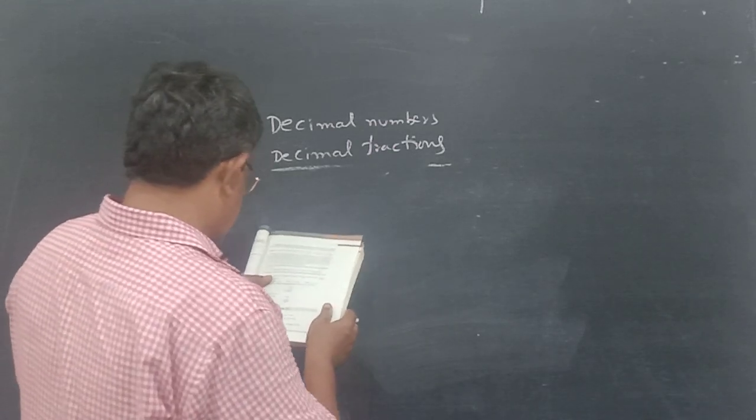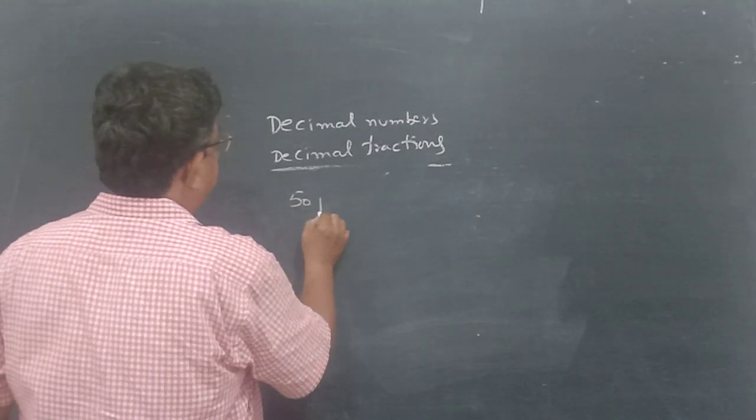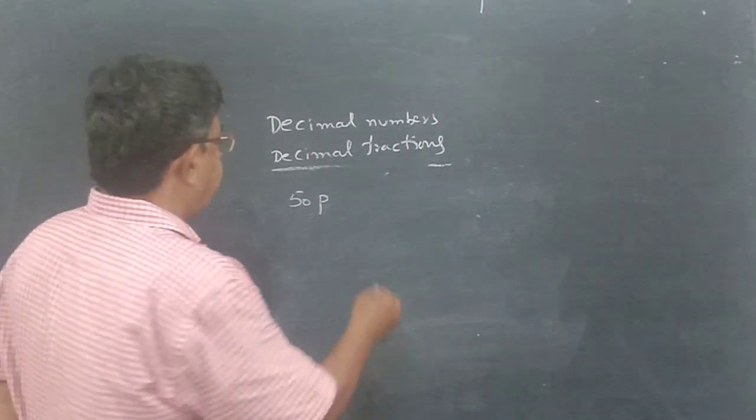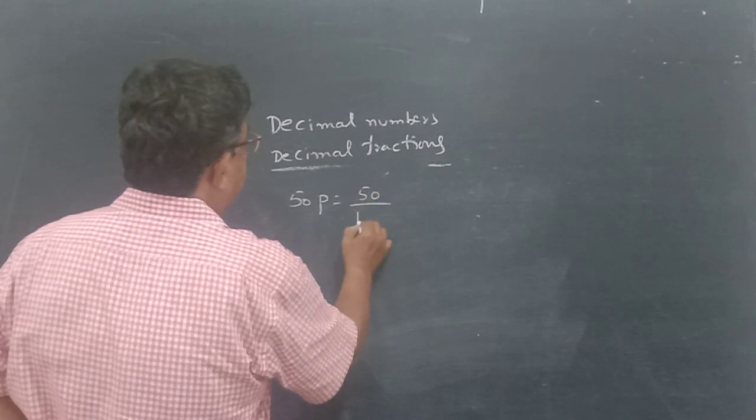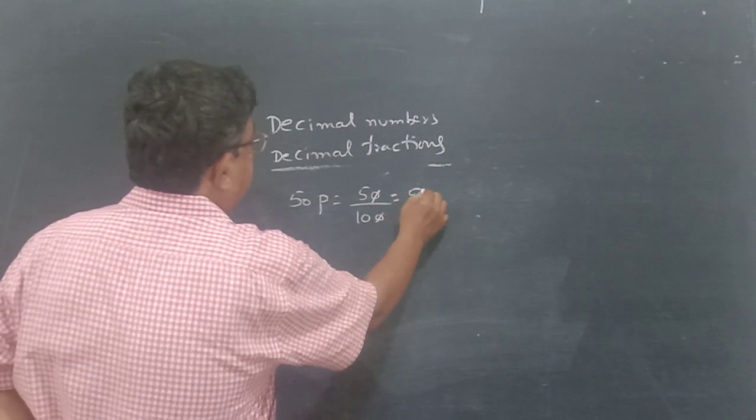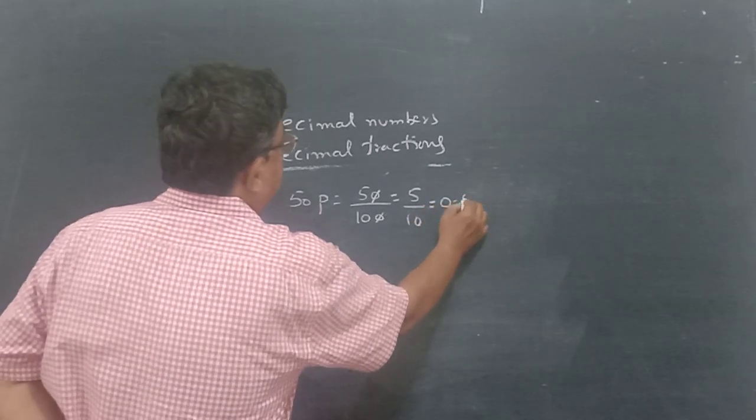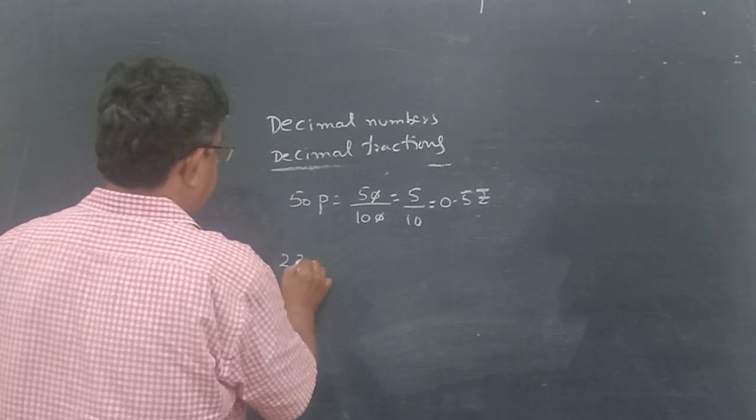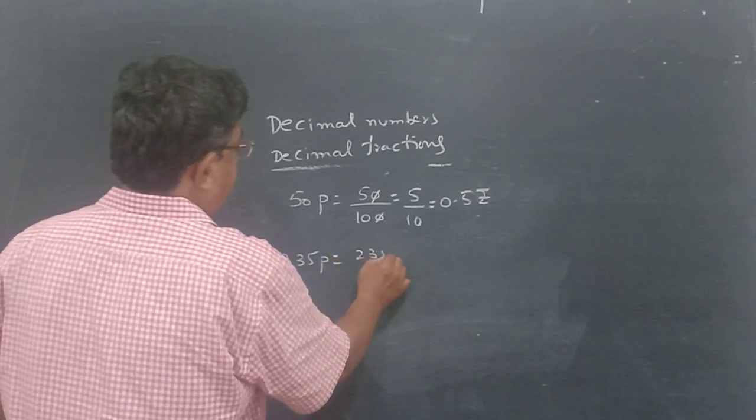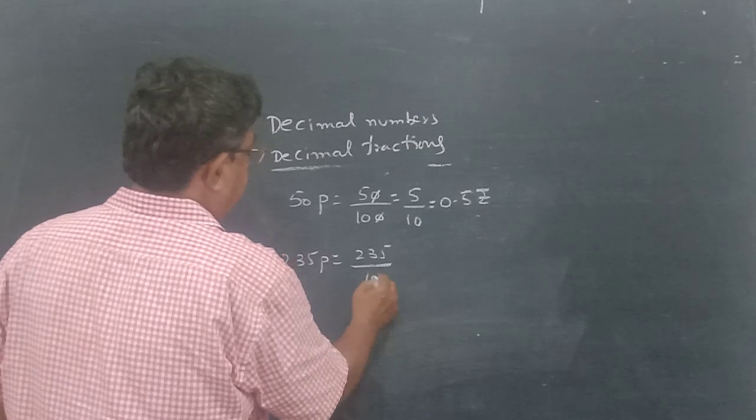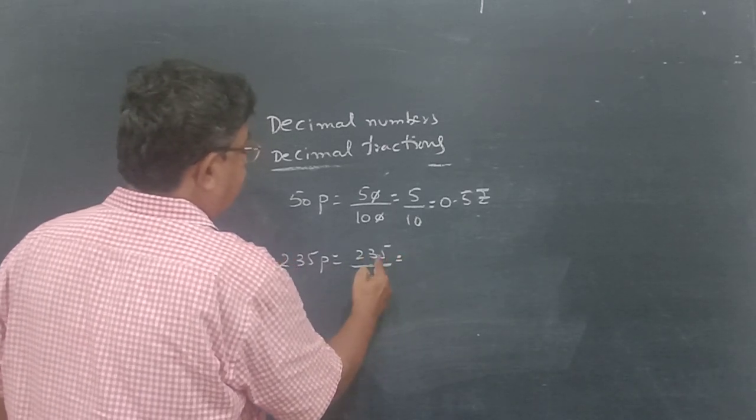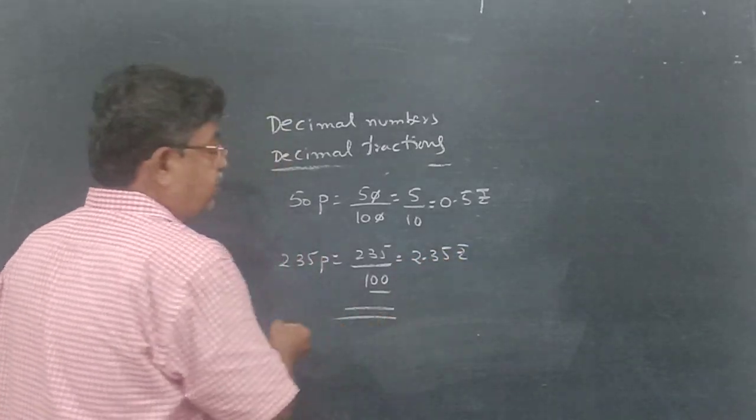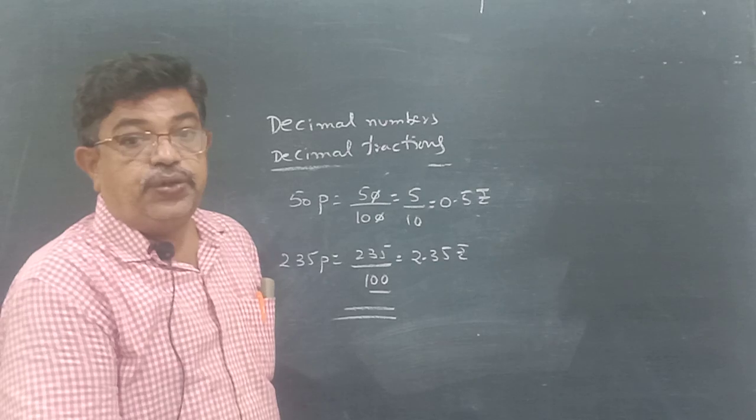Next, 50 paise. 50 paise is given. You can write simply P for paise. 50 paise is equal to 50 by 100. 10 get cancel, you get 5 by 10 is equal to 0.5 rupees. Next, 235 paise is equal to 235 by 100. There are 2 zeros, you have to keep decimal before 2 places, 1, 2. So it is 2.35 rupees. So in all these we converted paise into rupees.